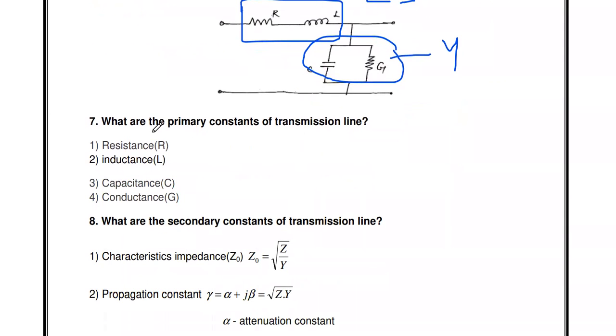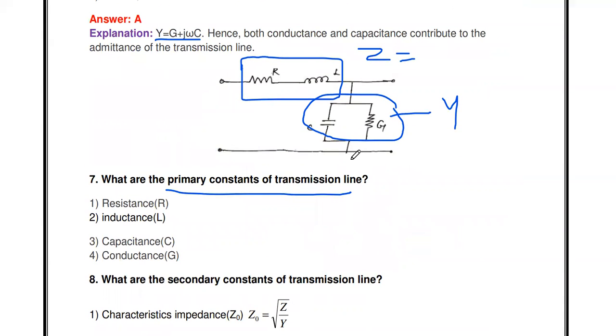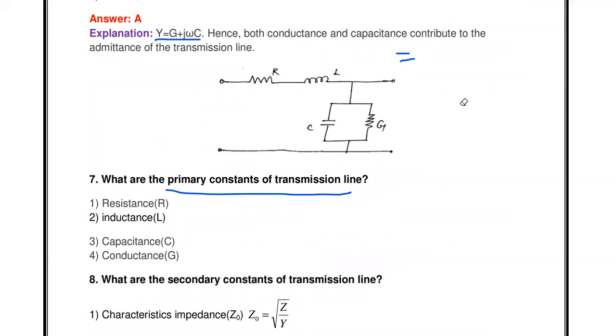Then the next one, what are the primary constants of transmission line? In the electrical equivalent diagram, there are four elements. Do you know what the four elements appearing in the electrical equivalent diagram are? Resistor, inductor, capacitor and conductance. These four elements are called the primary constants of transmission line. So the primary constants are resistance, inductance, capacitance and conductance. These four are the primary constants of transmission line.